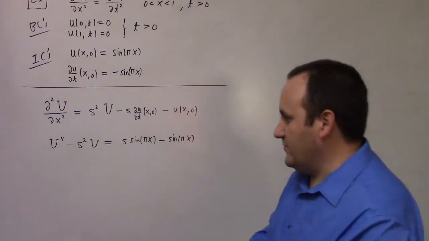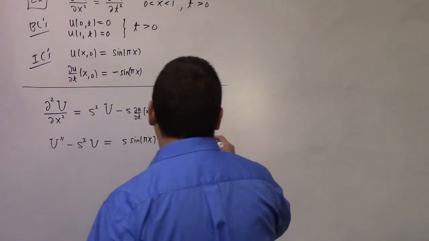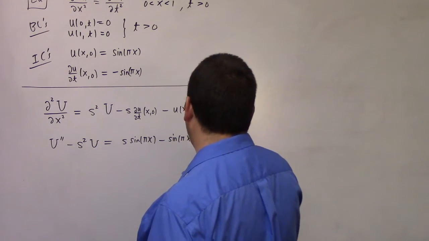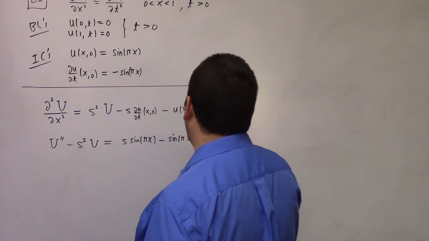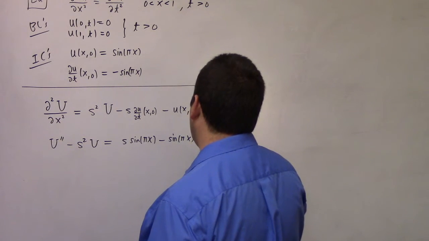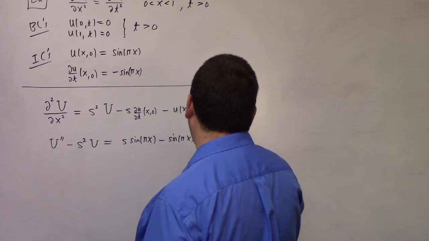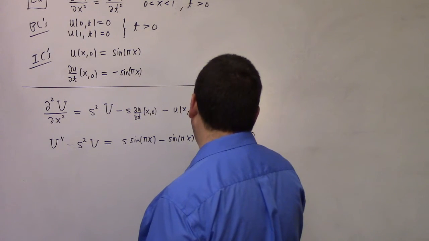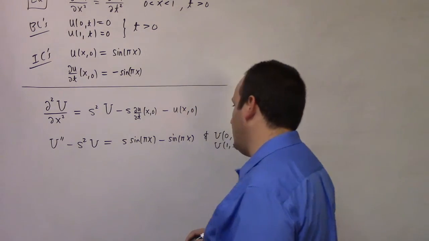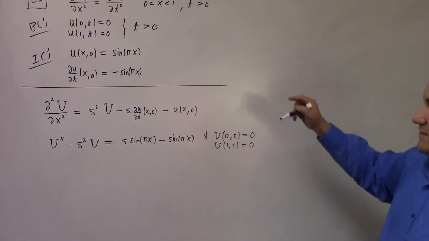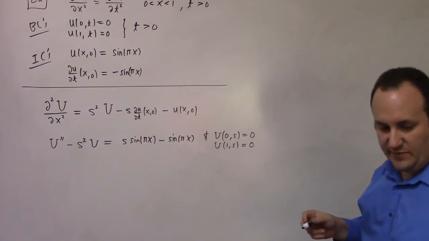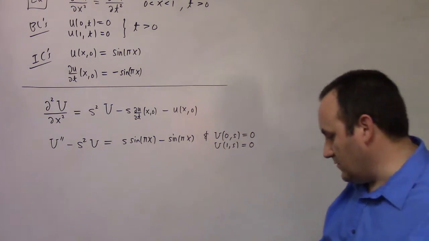Oh, wait a minute, one more thing. U of 0,s is 0, and U of 1,s is 0, right? That's taking the Laplace transform of the boundary conditions, the Laplace transform of 0. The Laplace transform is a linear transformation, so good to know.